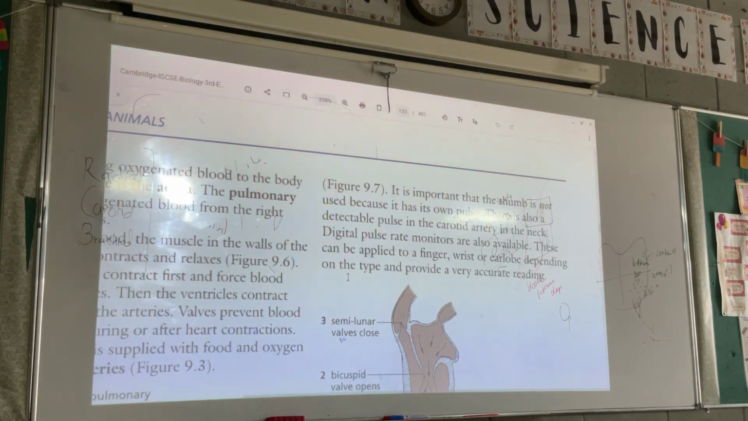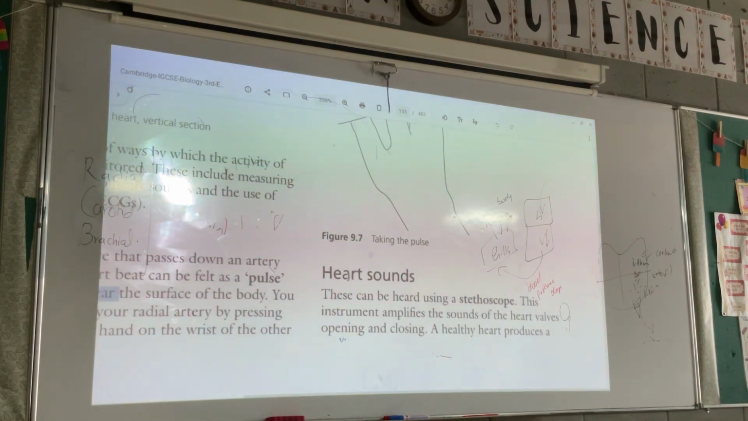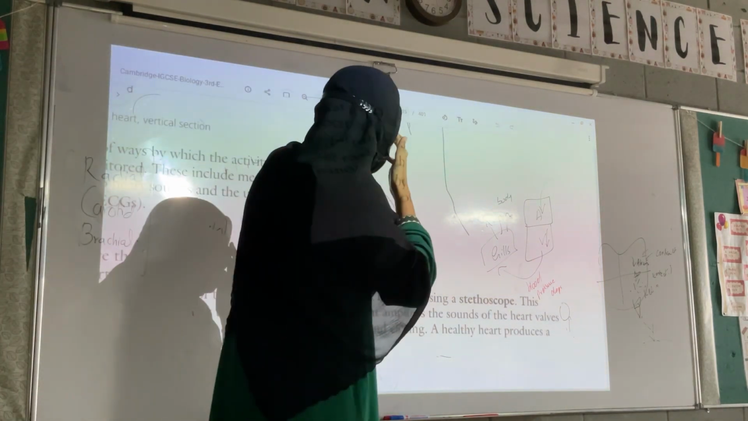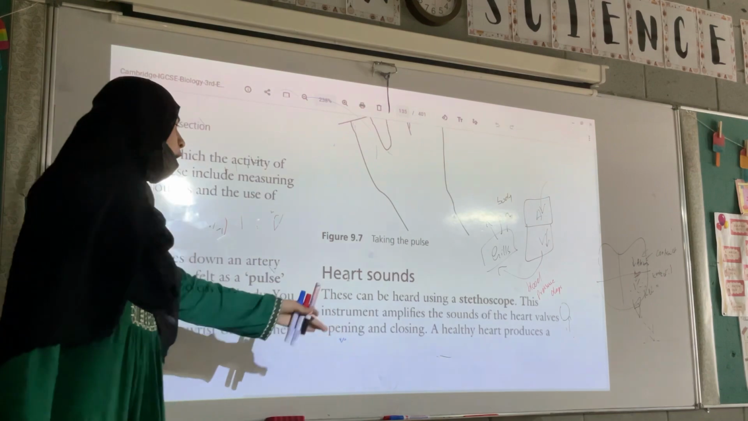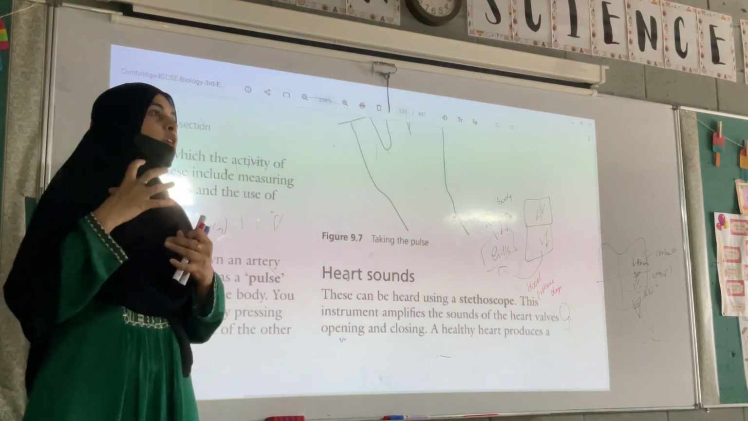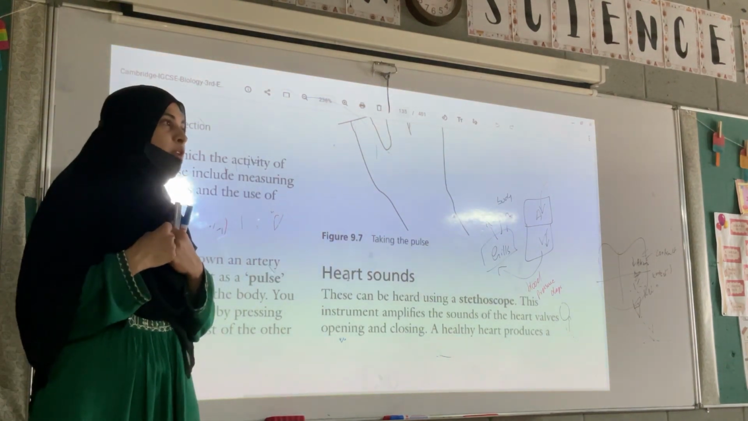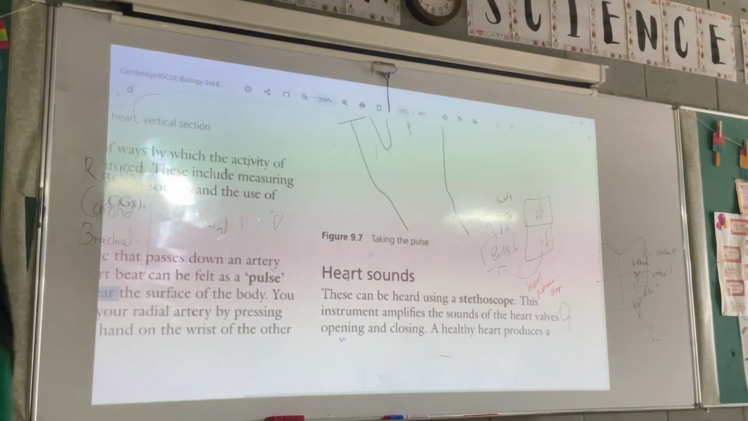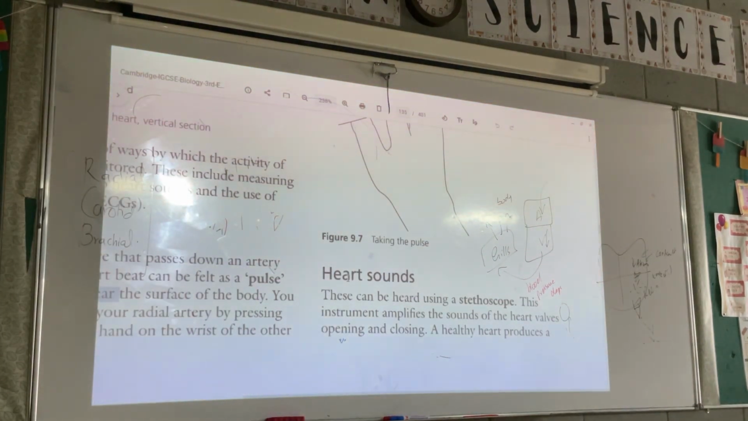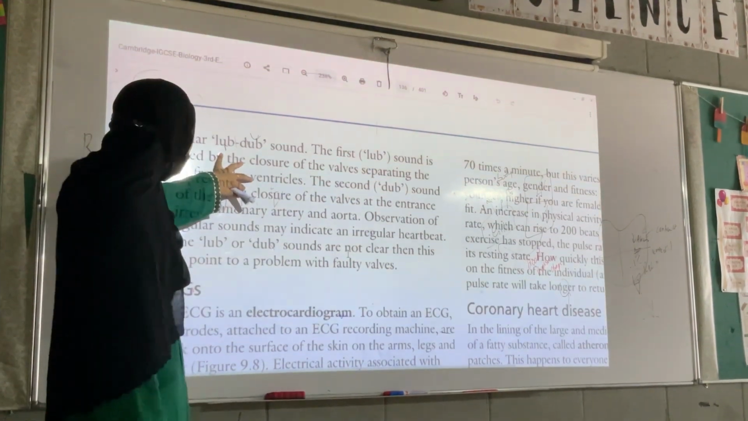The second way is the stethoscope. Have you ever tried this? It's extremely cool. It amplifies the sound of the heart valves. The lub sound that you hear is actually because of the closing of the valves, atrioventricular and semilunar. Look here. The sound produces the lub sound.